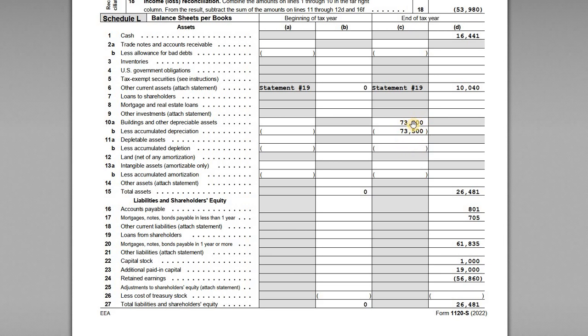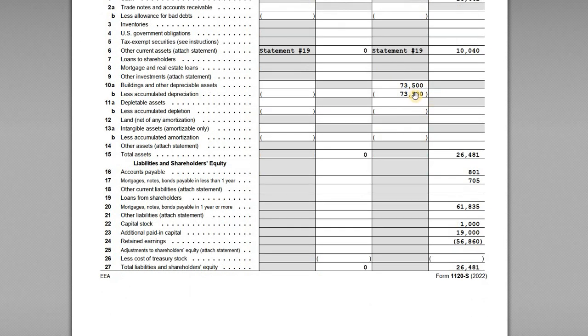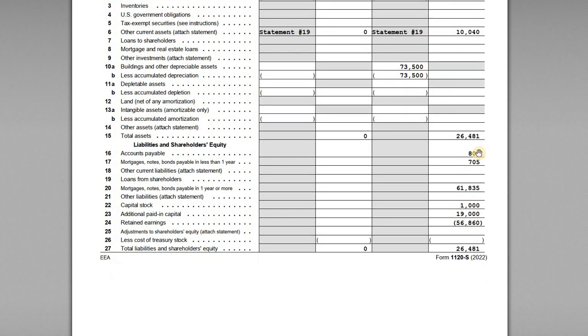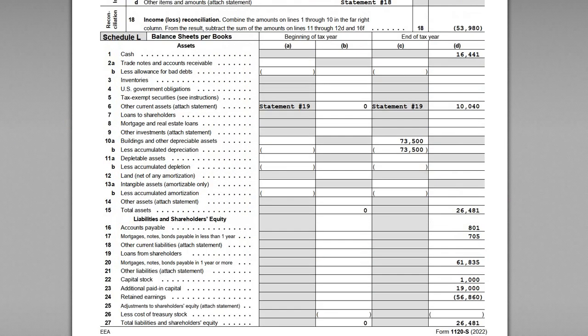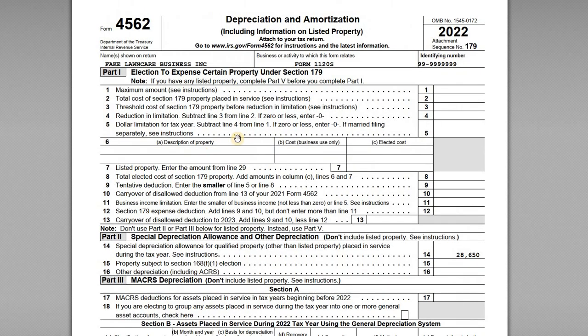There's our depreciable assets, right? So the mowers and the truck and the trailer all written off. We'll look at the 4562 next for the depreciation. Accounts payable, so other liabilities in there. There's the mortgages, notes, bonds payable. So notes payable in one more a year, right? So more of a long-term debt, 61,835. And then we have our common stock and our APIC amounts. So let's look next at the depreciation.